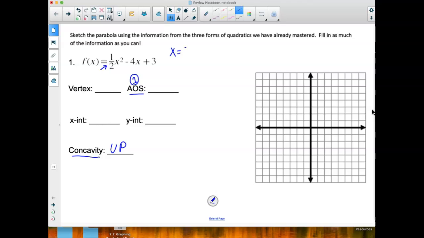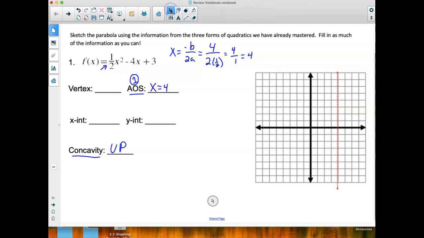Remember, x equals the opposite of b divided by 2 times a. The opposite of b is 4, over 2 times 1/2, so I get 4 over 1. So my axis of symmetry is x equals 4. I will graph that axis of symmetry here quick. It's going to be right about there. I'm going to move it over just a skosh, to get it where it needs to be. And there's that. I'm going to pause because I have to calibrate.